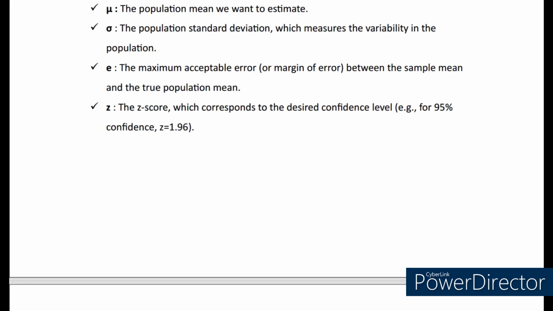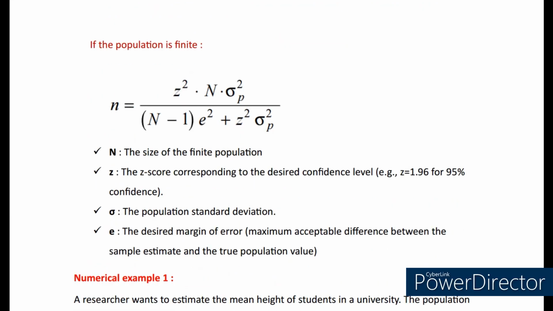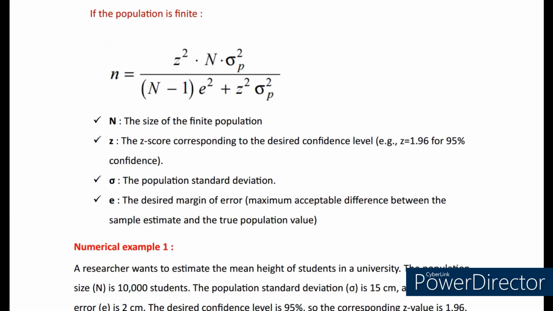So in the second scenario, if the population is finite, we use a different formula. That is z squared multiplied by capital N multiplied by sigma squared, divided by (n minus 1) multiplied by e squared, plus z squared multiplied by sigma squared. So let's understand what is capital N. Capital N is nothing but the size of the finite population.